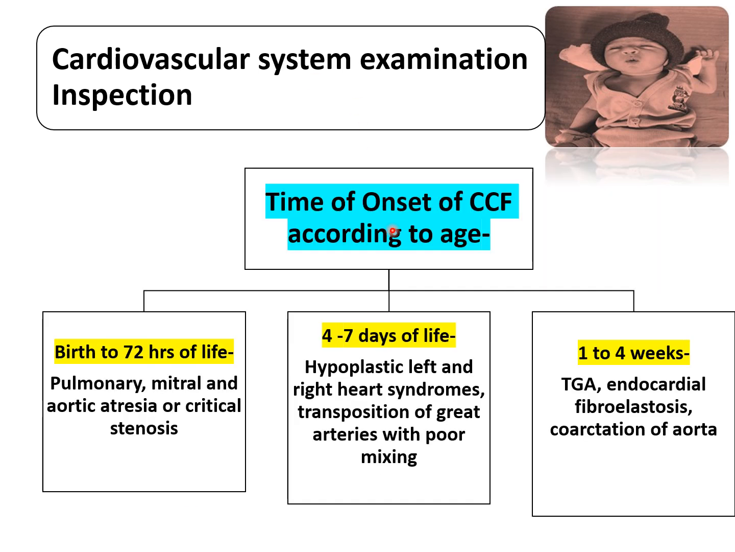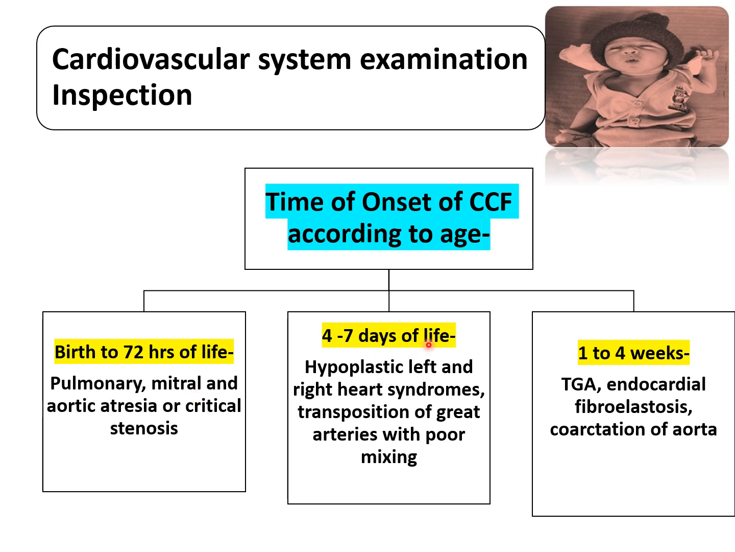Now, according to the time of onset of congestive cardiac failure, we can make the differential diagnosis. In the first 72 hours of life, valvular stenosis or atresia can present as CCF. Pulmonary, aortic, or mitral valve atresia or critical stenosis will lead to congestive cardiac failure in the first 72 hours of life.